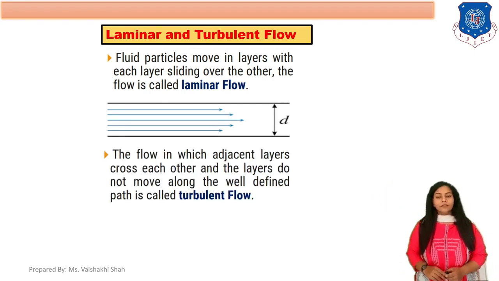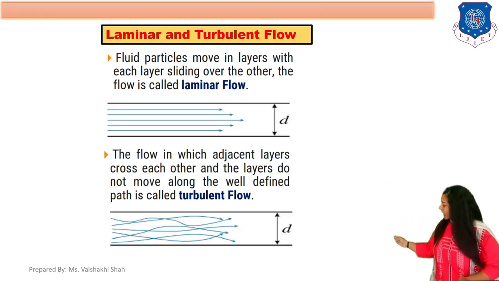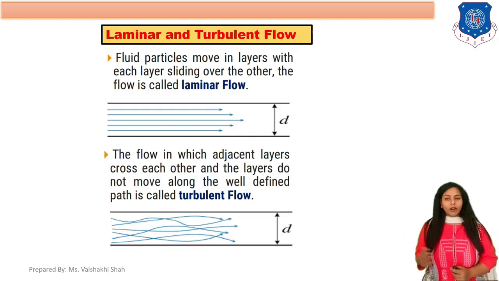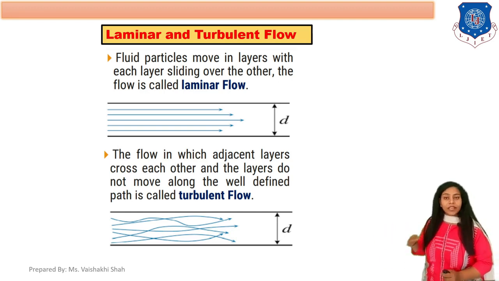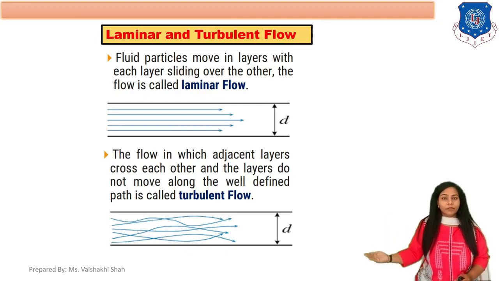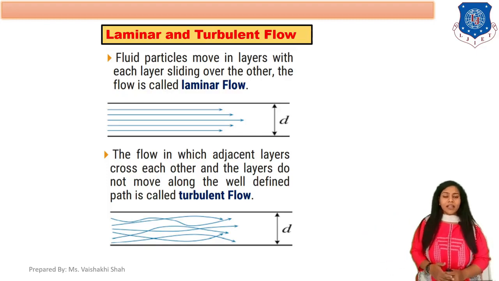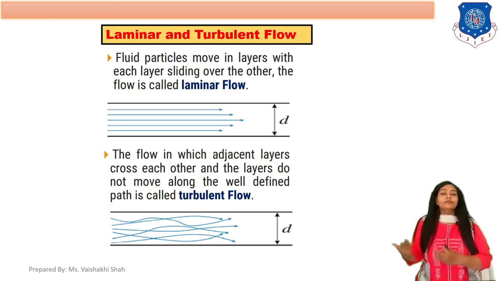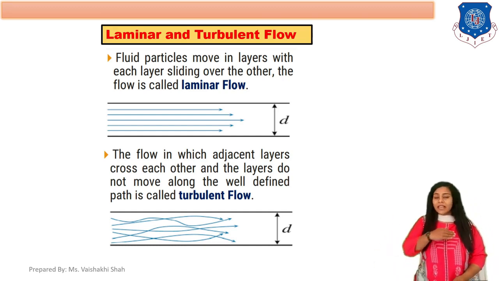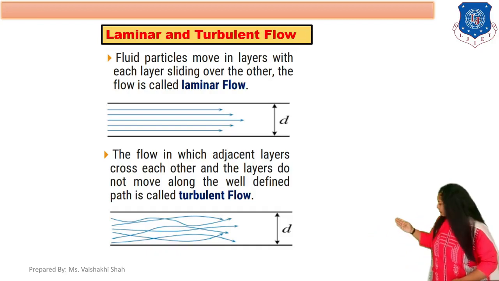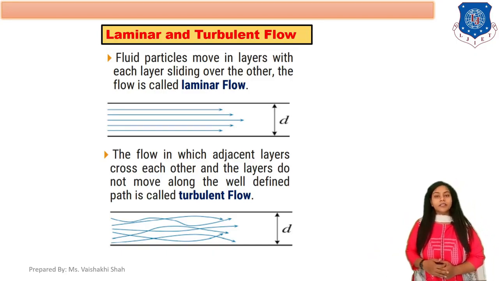Now the next type of flow is turbulent flow. In this diagram, what can you see? Are all the particles moving parallel or not? No. All the particles are moving in a very zigzag, random way. It is a flow in which adjacent layers cross each other and do not move on a well-defined path. Particles are not moving on a particular defined path. This type of flow is called turbulent flow.